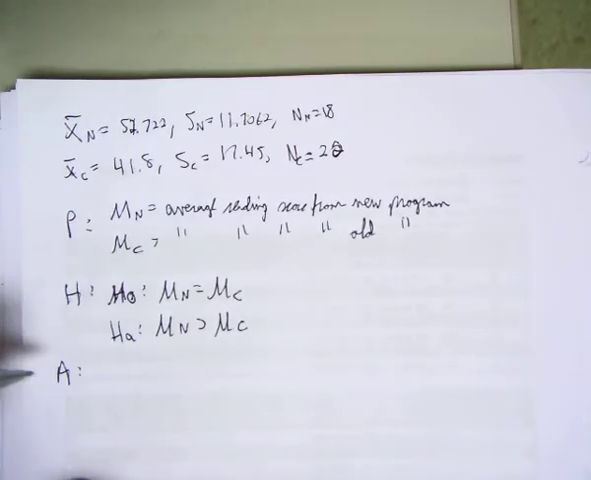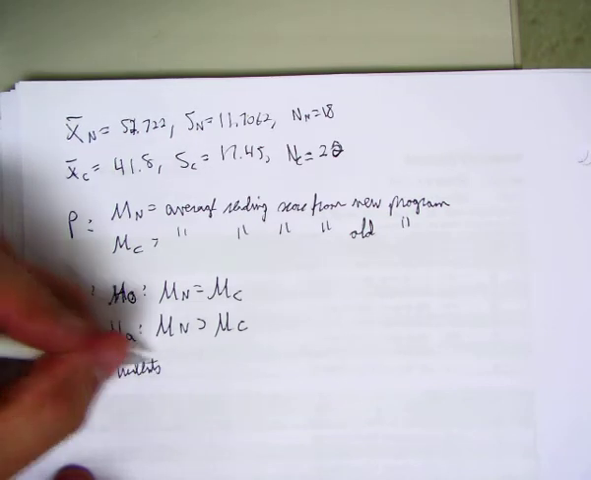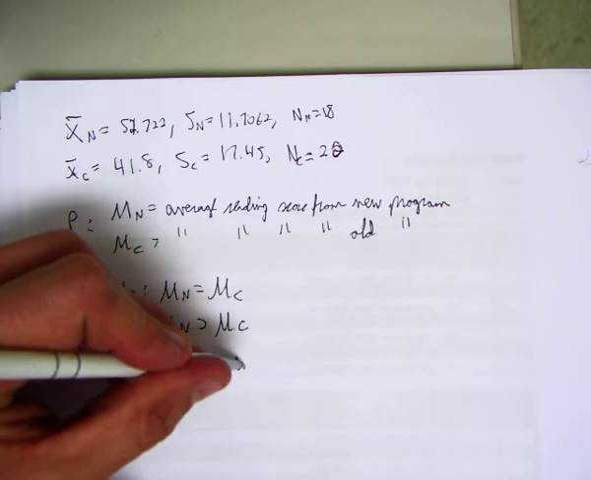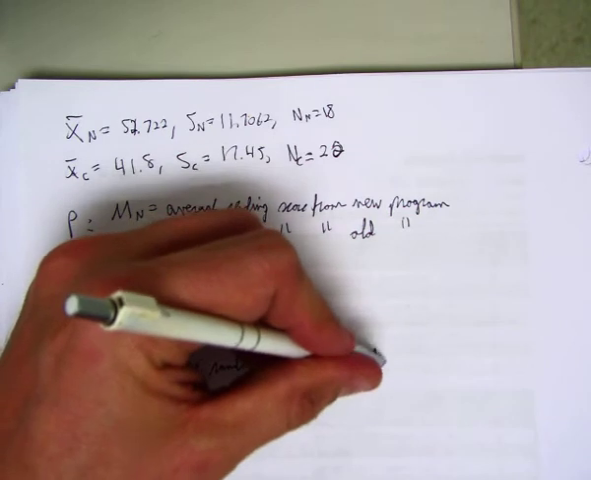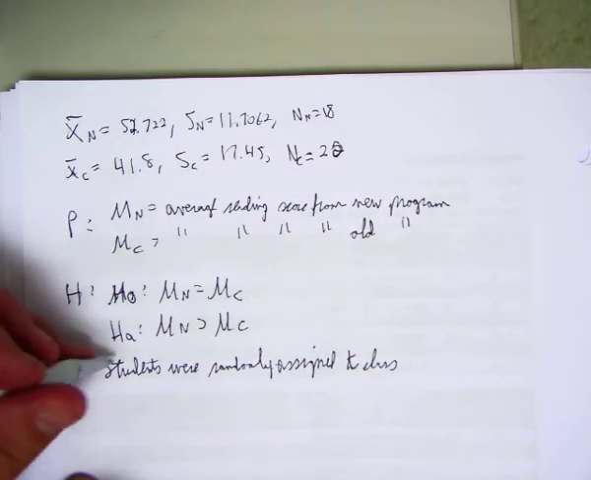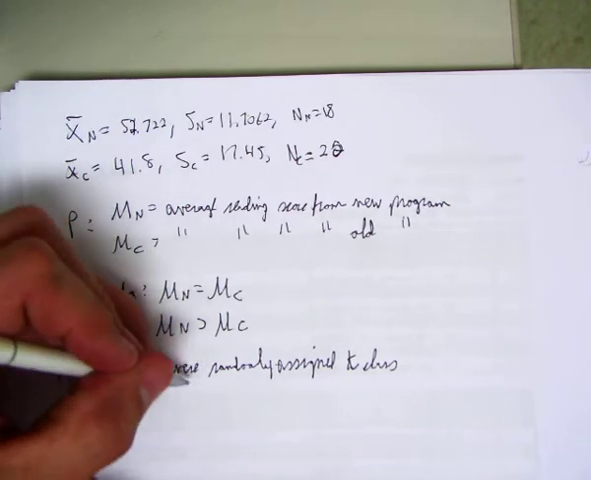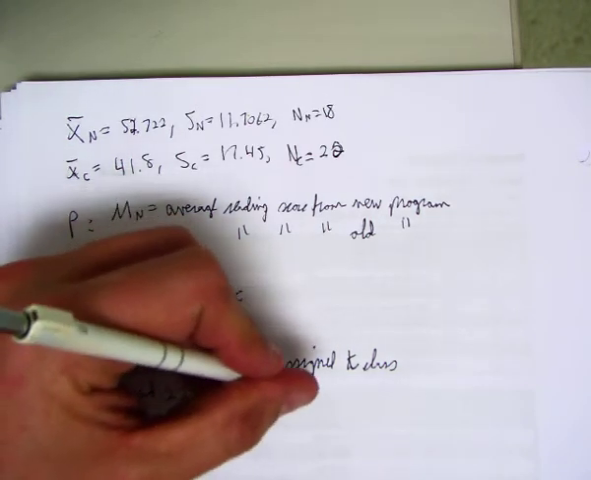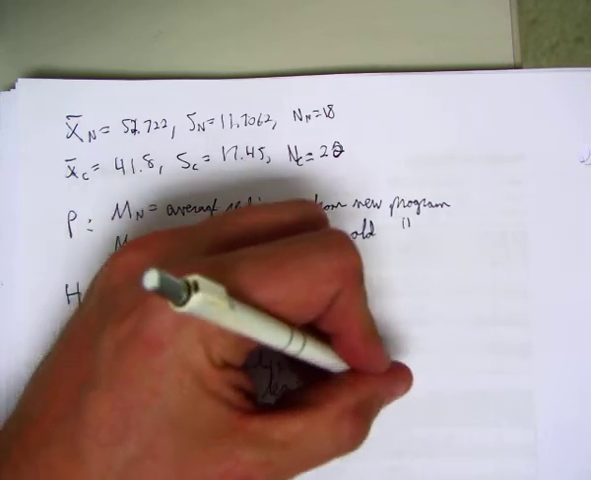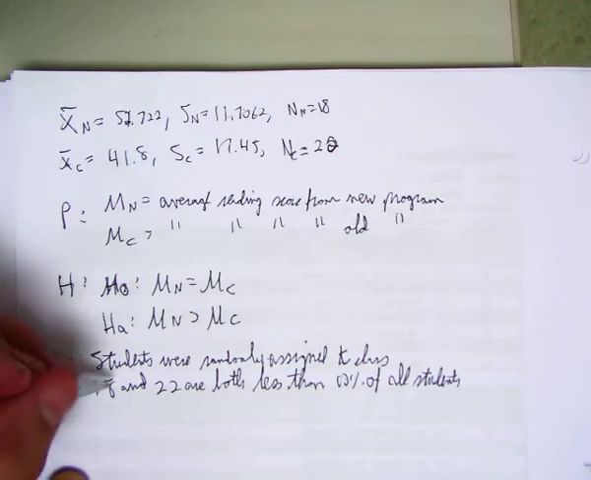The assumptions and conditions, okay? Students were randomly assigned to class. 18 and 20. The two are both less than 10% of all students that are learning to read. Okay.